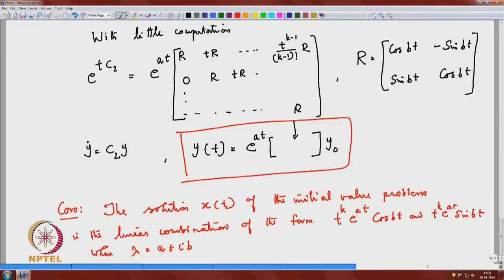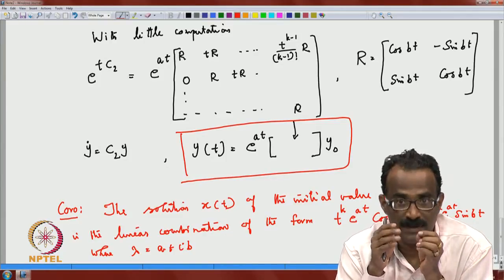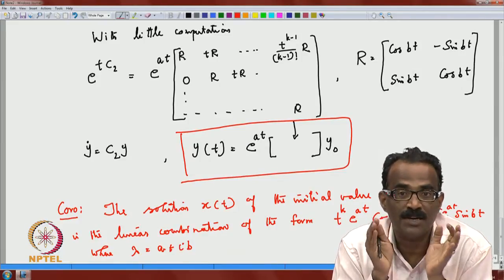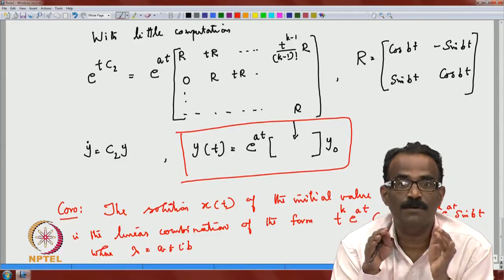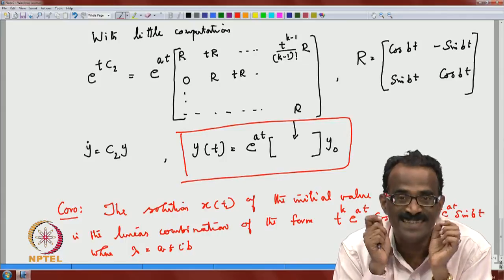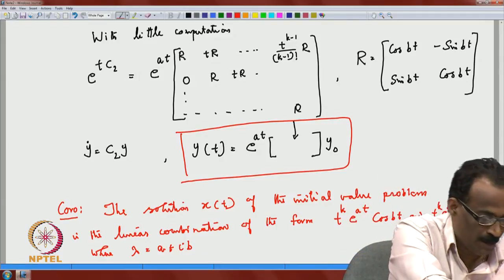So you know that only expressions of the form t power k, e power a t, cos b t or sin b t are available, and so you can immediately see that stability can occur only when a is negative for all the eigenvalues. If any one of the eigenvalues has a real part greater than or equal to 0, you do not have stability. So x(t) goes to 0 only when the real parts of all the eigenvalues are negative. In that case, it goes to the origin exponentially because there is an exponential term. That is the one remark.